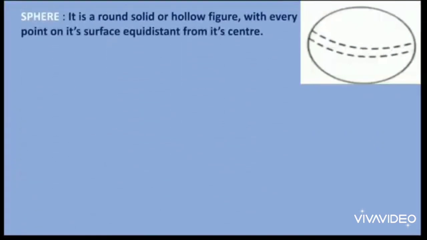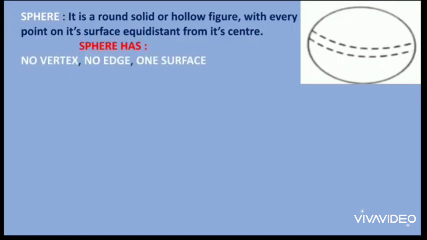Sphere: it's a round, solid or hollow figure with every point on its surface equidistant from its center. A sphere has no vertex, no corners, no edge, and it has only one surface.